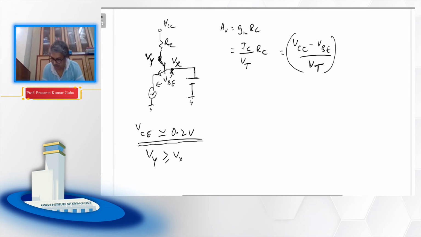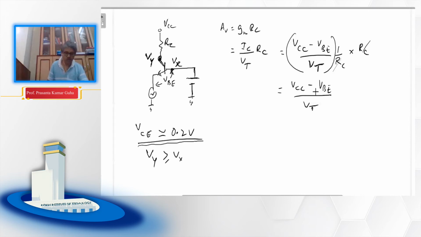Sorry, so this is your IC, okay. Of course there is an additional Vt term, so this RC will cancel out. So you see, this VCC has an important role to play as far as the gain is concerned. The same kind of discussion we had for this common emitter stage, okay.